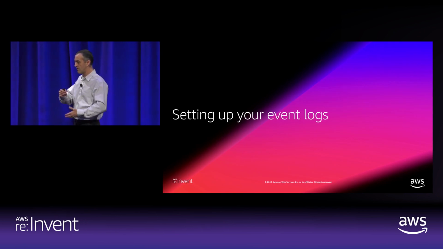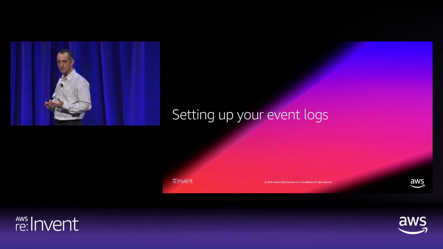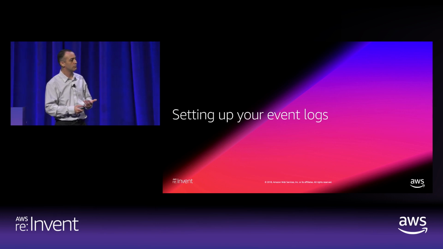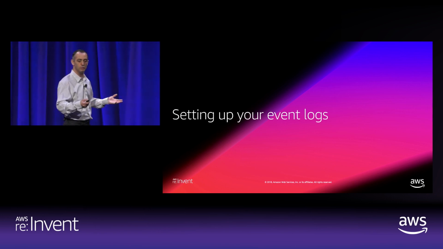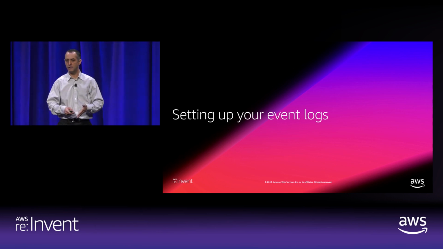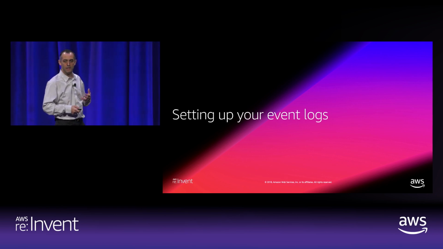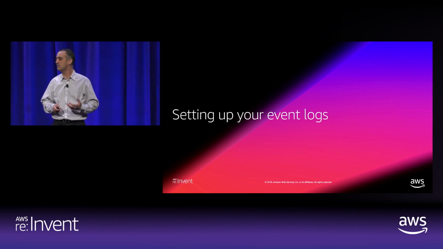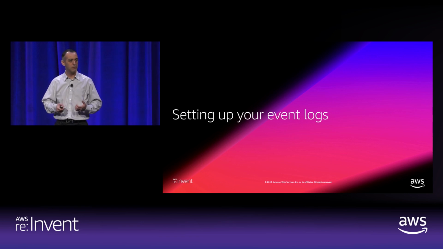Okay, so that's kind of our foundational discussion. We understand now what events are. We understand that they're pulled from multiple services. We understand that they're delivered to you in S3 buckets and optionally to CloudWatch logs groups. We understand that you can configure a trail to control what CloudTrail does. Now let's talk about some best practices about how to set these trails up to enable yourself to maximize CloudTrail potential.